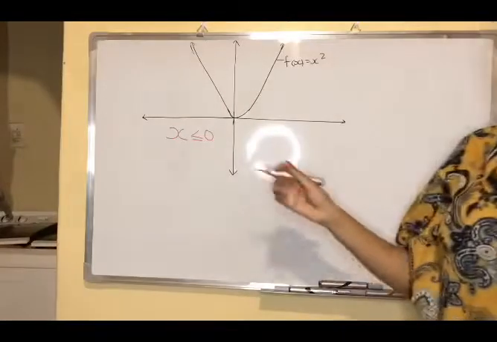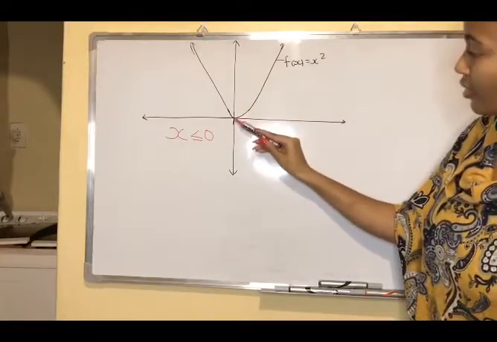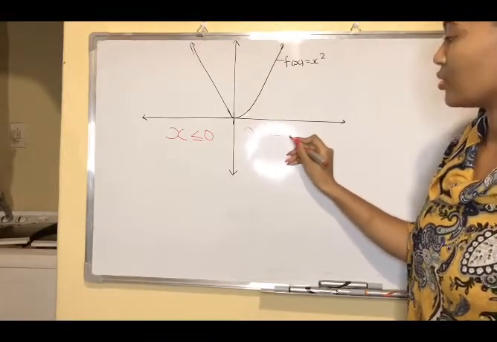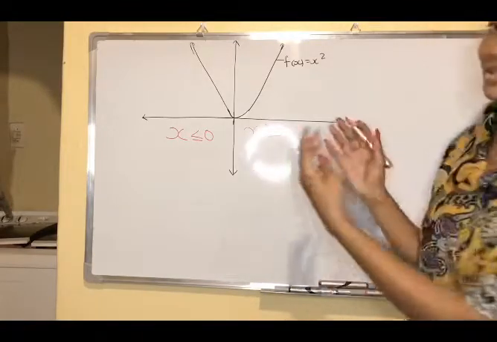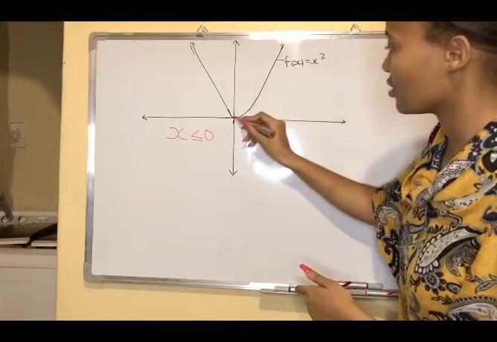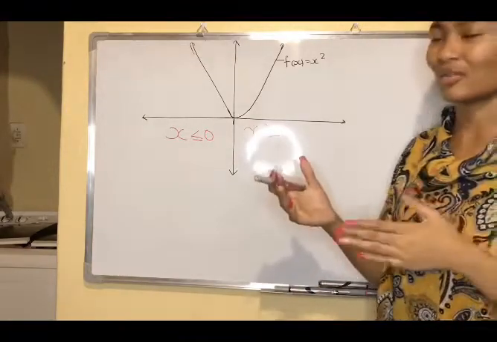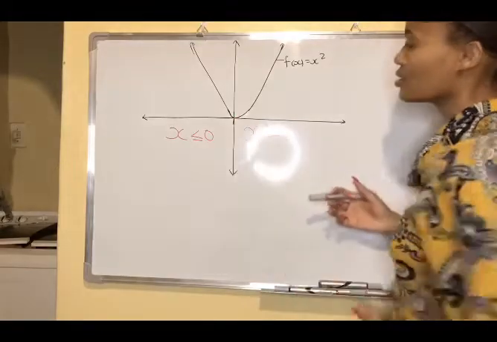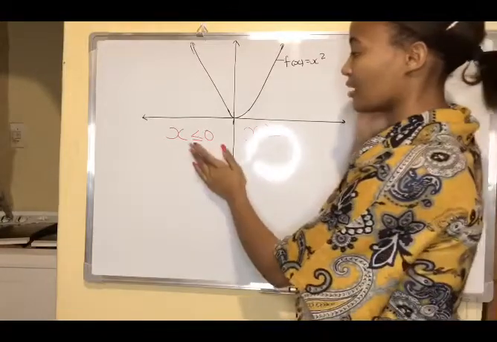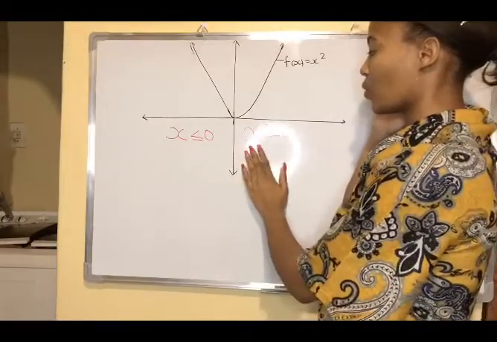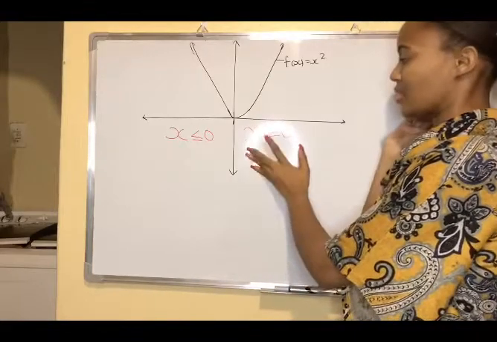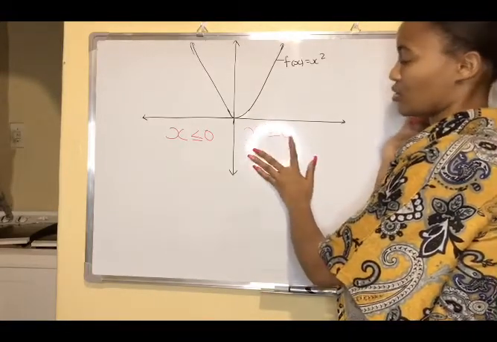And now this side, from 0 to infinity, x is greater than or equal to 0, as you know that this side of our number line is bigger than 0. Each side of the graph starts literally at the origin. So these are the two inequalities that we're going to use to limit our graphs: x can be smaller than or equal to 0, or x can be greater than or equal to 0.